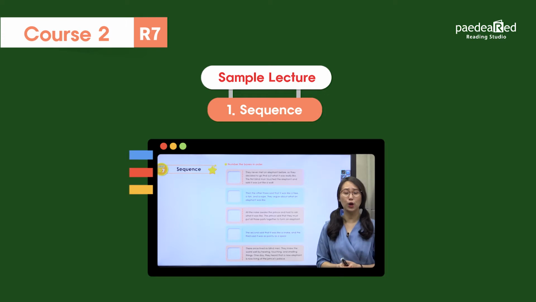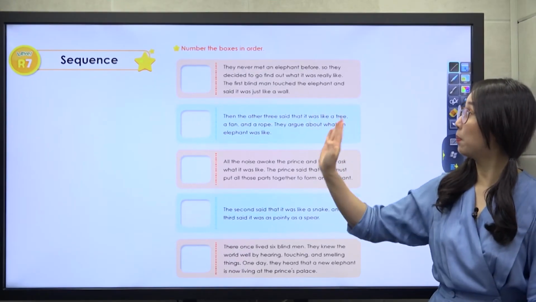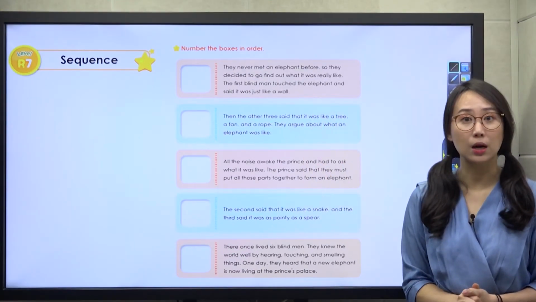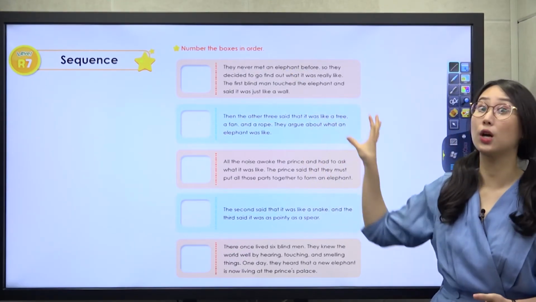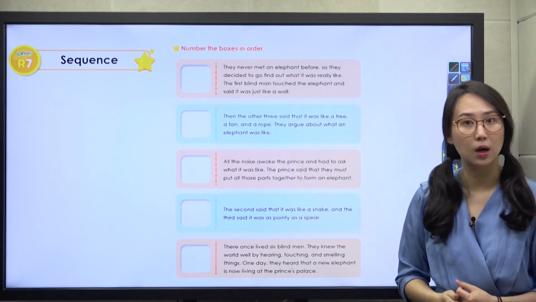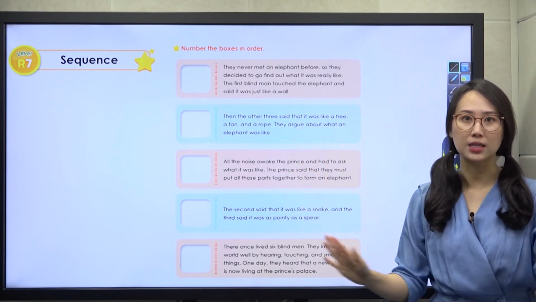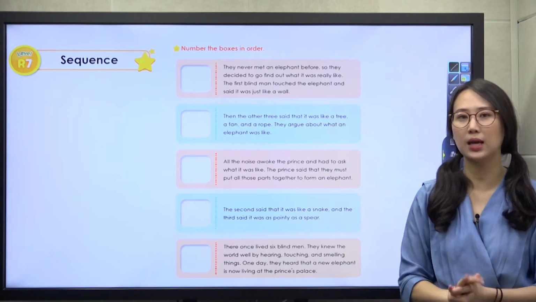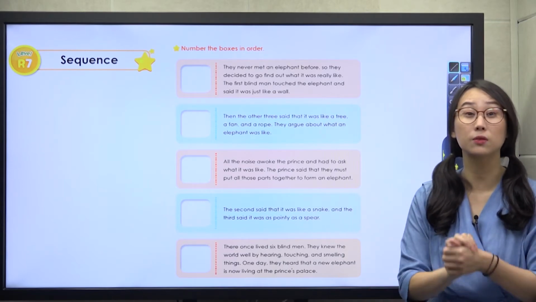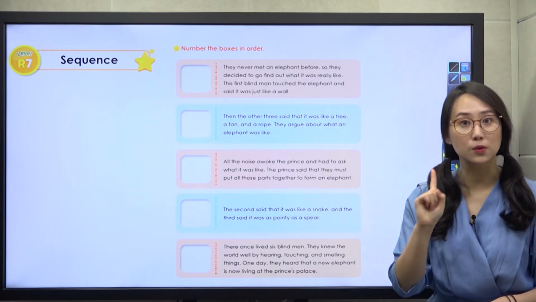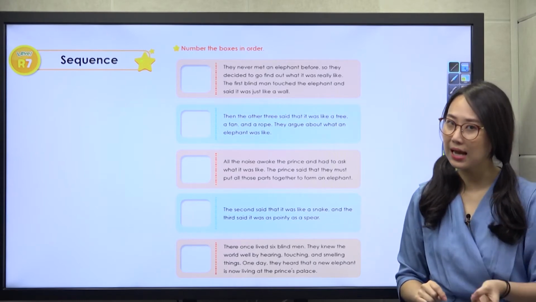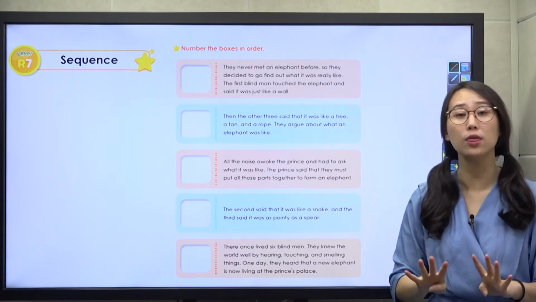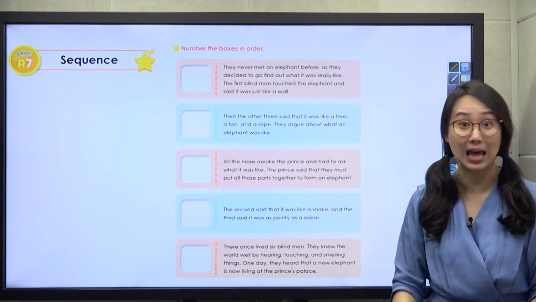Alright, now the first thing we're going to do today is sequence. Now number the boxes in order. Now guys, we have a summary of the book, but the order is all mixed up. Okay, it's all mixed up, and then we need to find which one comes first, which one comes next, third, fourth, and which one comes last.